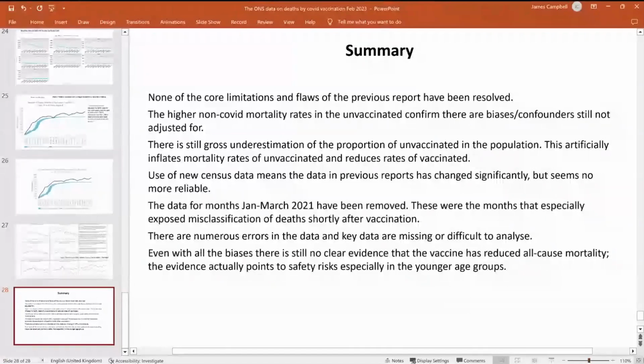There are numerous errors, again, in the data. There's key data missing, or it's very difficult to analyse. But the key thing is, even with all of the biases, even if you don't do any adjustments, we just use their data, there is clearly no evidence that the vaccine has reduced all-cause mortality. And if anything, it points to safety risks, especially in the younger age groups. Which is consistent with what we know already anyway, really. So really, this is not giving us too much more information that we didn't know already, because of the garbage in, garbage out aspect of this, to do with the very real problem of excess mortality that's going on in the country and indeed around the world. Yeah. So it's quite depressing, really. Yeah, it really is quite disappointing.